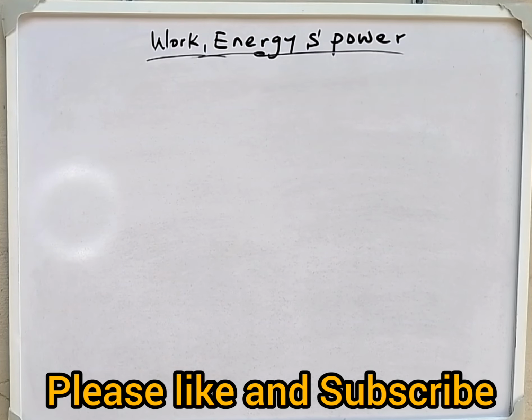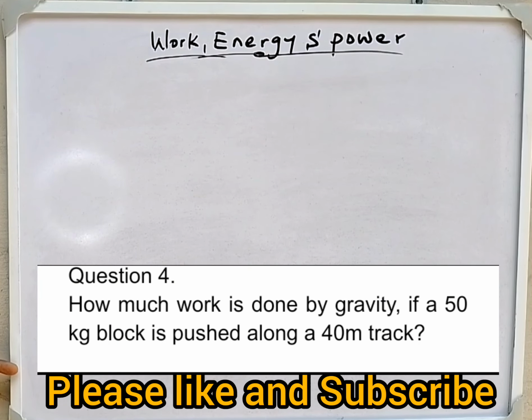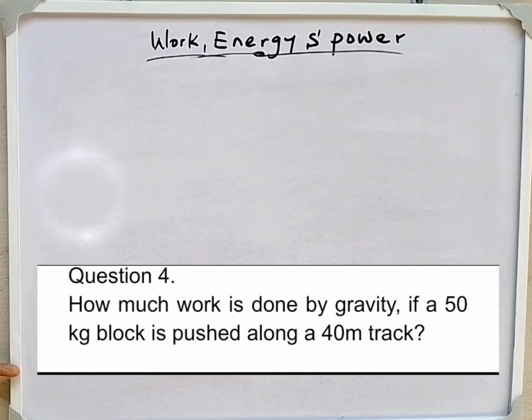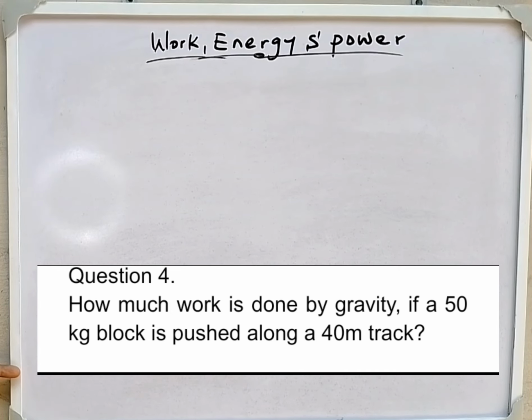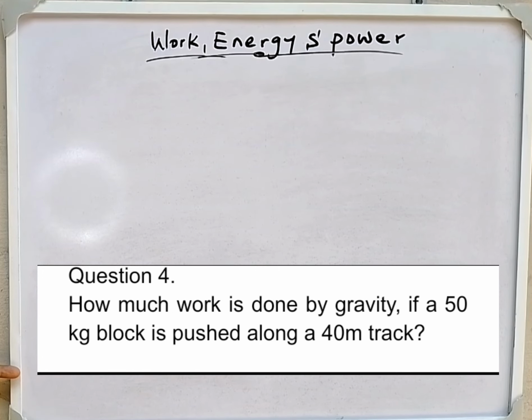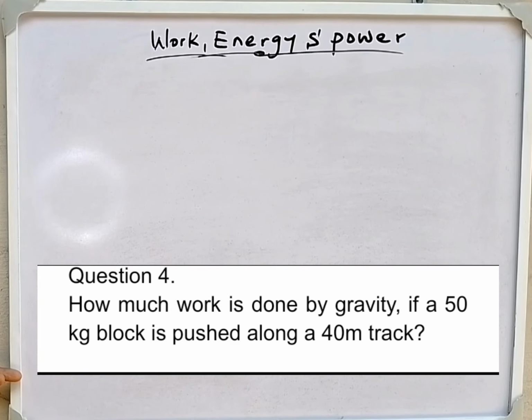So let's go to question number 4. Question number 4 is being displayed on the screen. So let's read the question together. How much work is done by gravity if a 50 kg block is pushed along a 40-meter track? So you can see the question says, how much work is done by gravity if a 50 kg block is pushed along a 40-meter track?